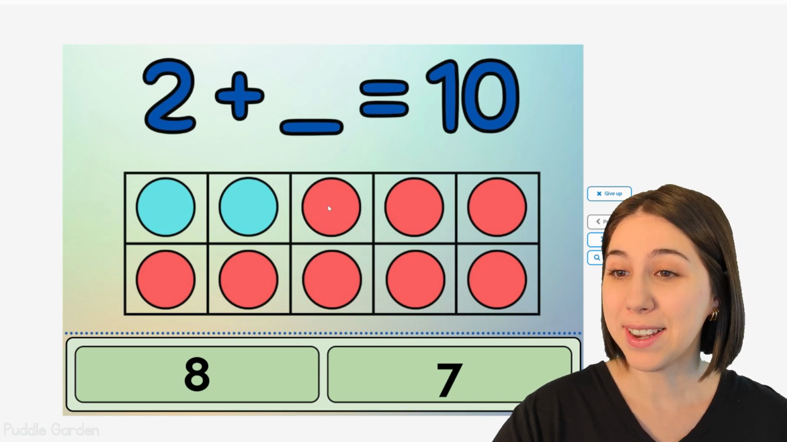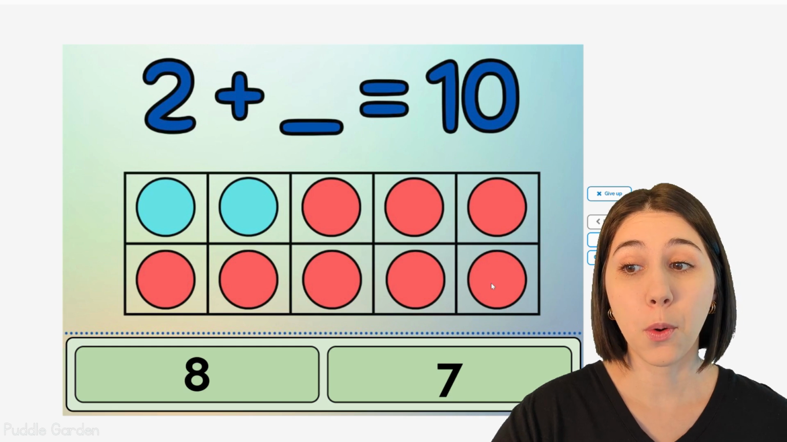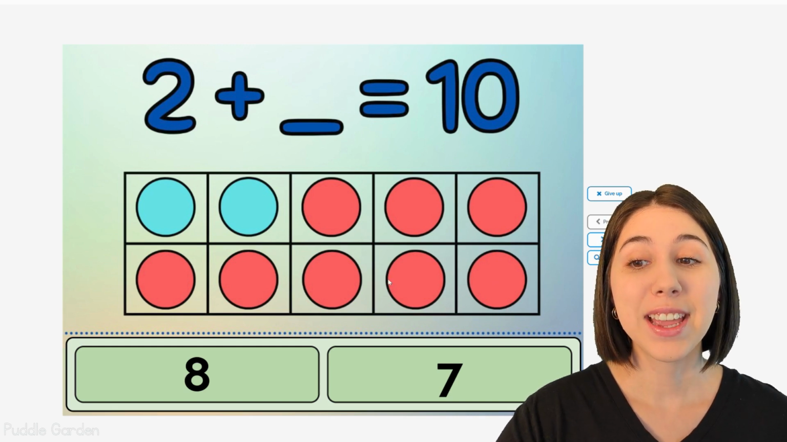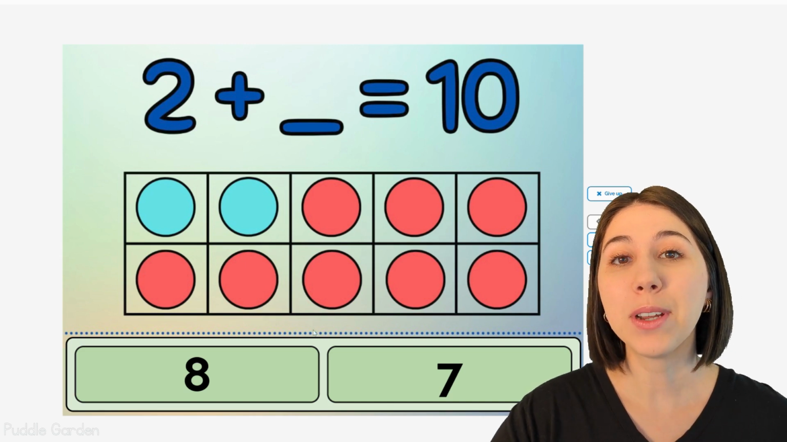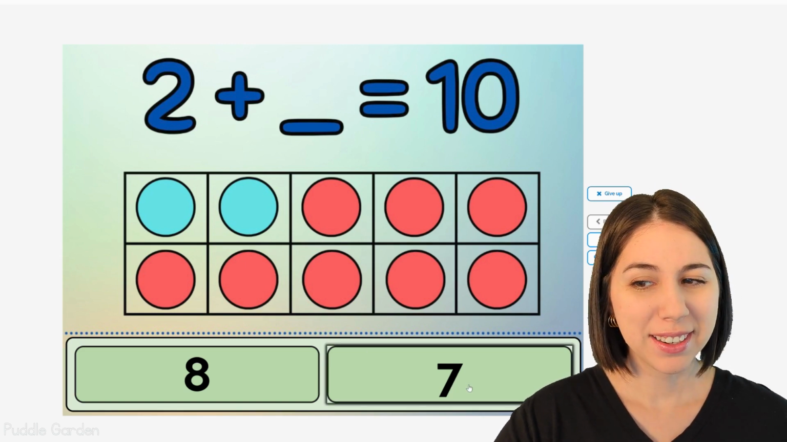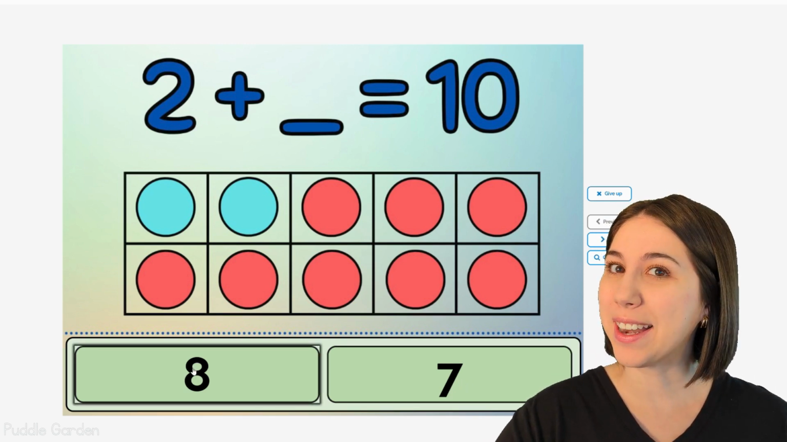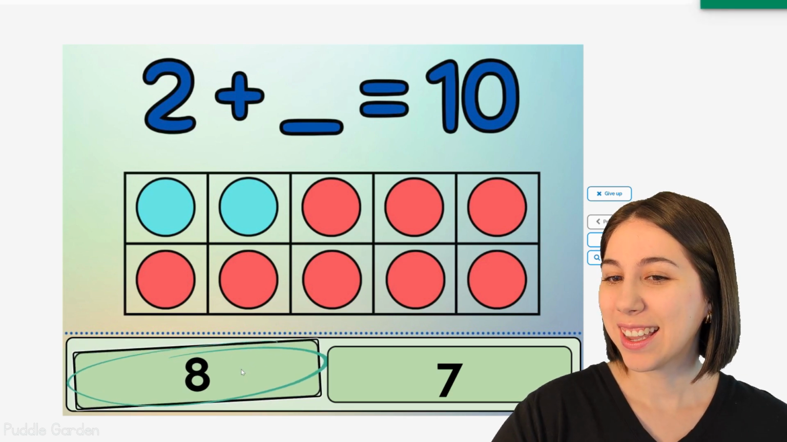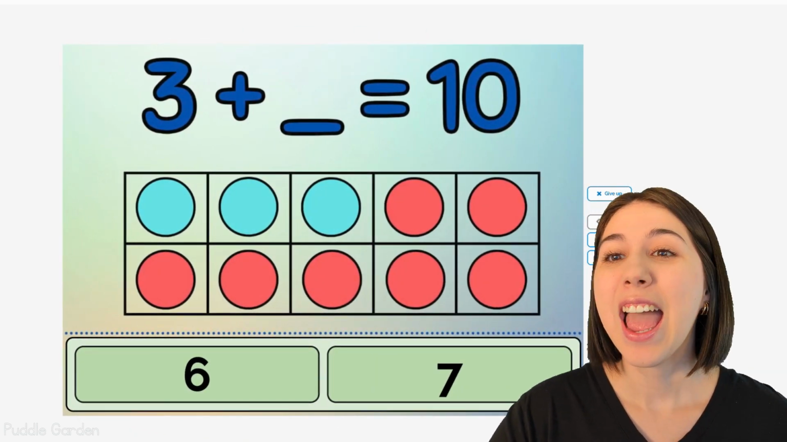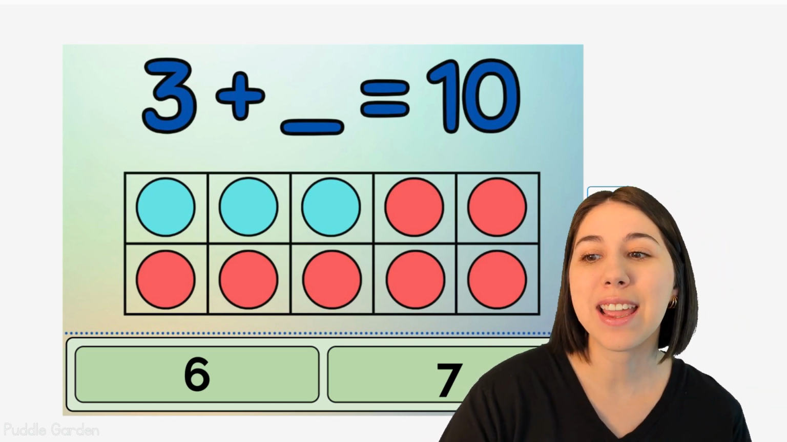So we have 1, 2, 3, 4, 5, 6, 7, and 8. Which number says 8? Is it this one? No, that's our 7. Is it this one? Yep, this is our 8. Let's check it. And it says correct. Next we have 3. What do we add to 3 to get to 10?